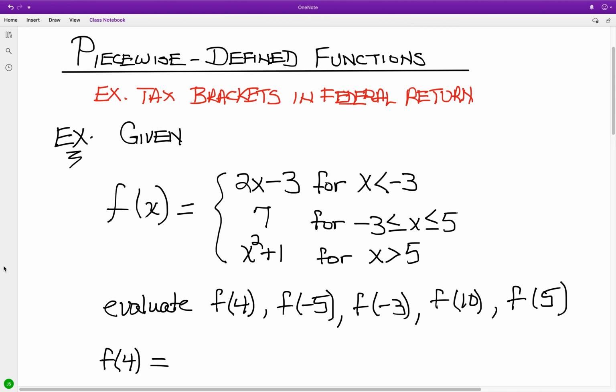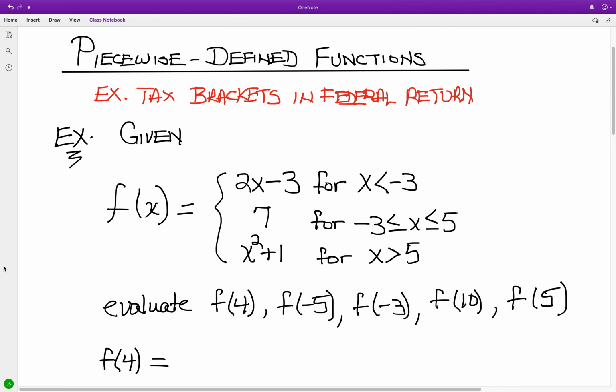Now, an example of a piecewise-defined function, where the function is broken up into separate sections or pieces. We have f of x. Again, this is another way of saying y. So the y value is equal to 2x minus 3 whenever the value of x is less than negative 3. For other values of x, y is equal to 7 whenever x is between negative 3 and 5 inclusively. And whenever the input is greater than 5, the corresponding y value, f of x, is equal to x squared plus 1.